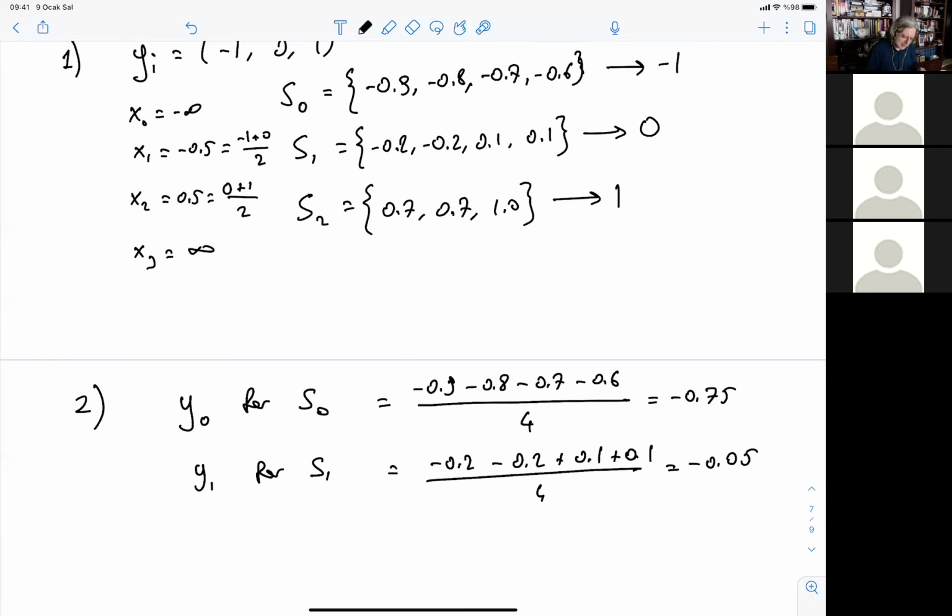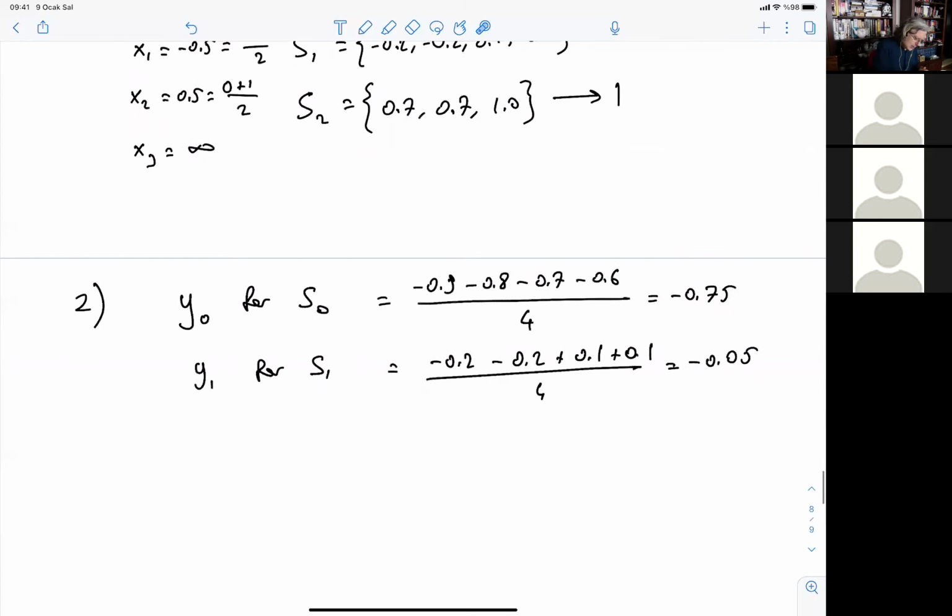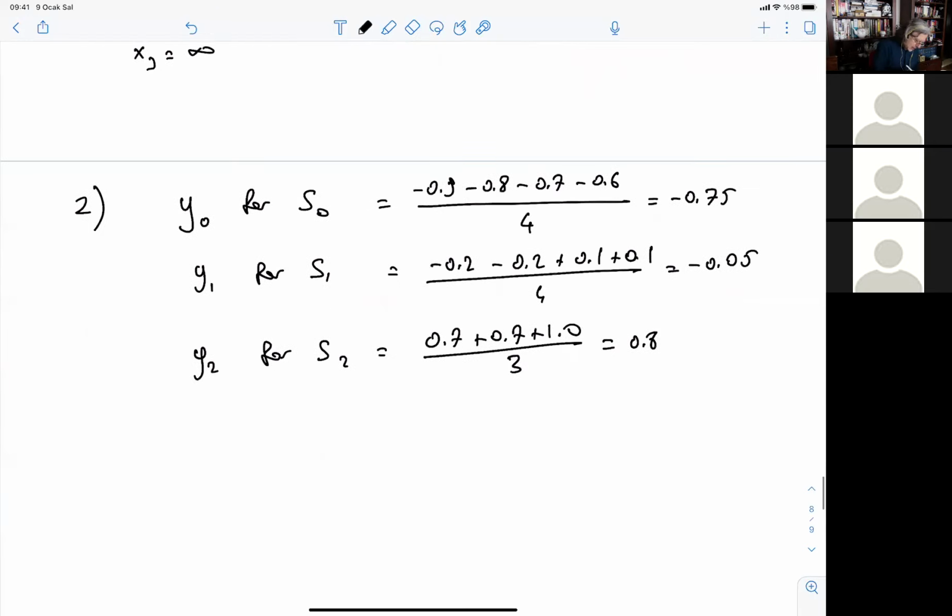A little bit negative. So you see, the first one is now not equal to minus 1. It changed, it moved. And this is not equal to 0 anymore. It is minus 0.05, but it's close. And finally, Y2 for S2 is equal to 0.7 plus 0.7 plus 1.0 over 3, this kind of averaging, which is 0.8. Okay, so these are the new outputs. Now I go back to step 1.